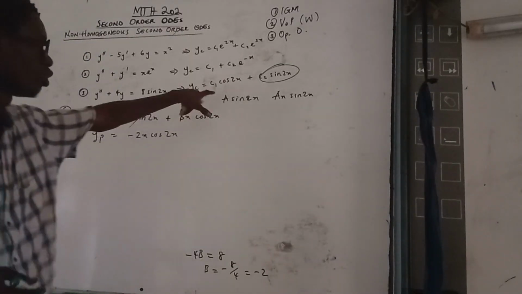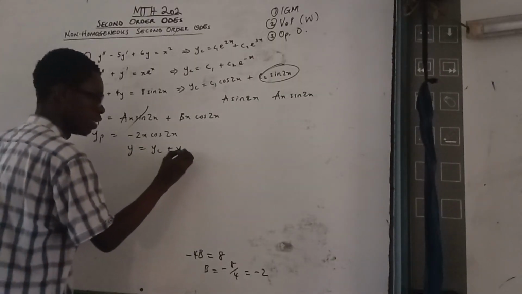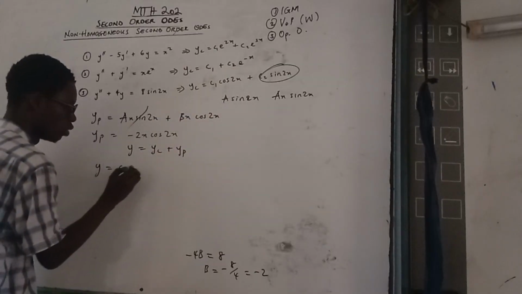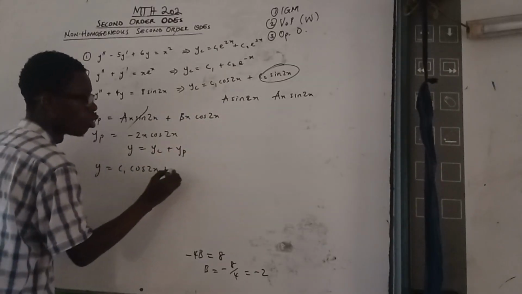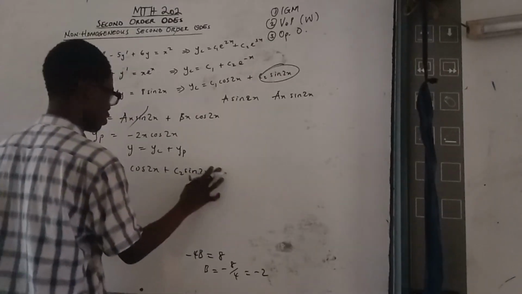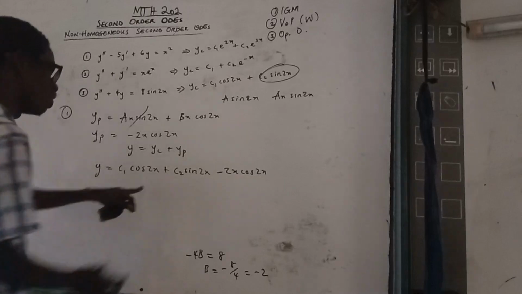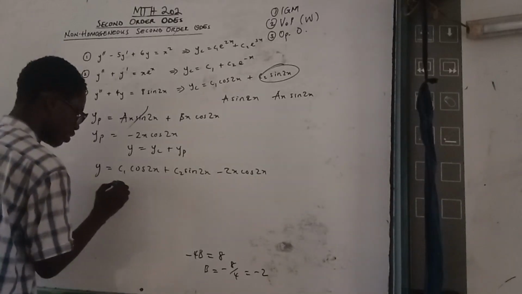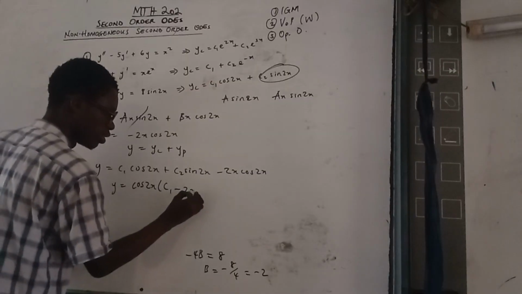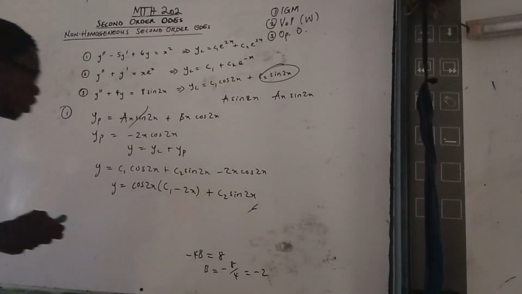So I'm going to incorporate it into my y. Don't forget, y equals yc plus yp. So our final answer is yc, which is what? C1 cos 2x plus C2 sin 2x plus my yp. My yp is minus 2x cos 2x. Since there's cos 2x here and cos 2x here, I can factorize it and say y equals cos 2x into bracket c1 minus 2x plus c2 sin 2x. And that's the final answer to that ODE.